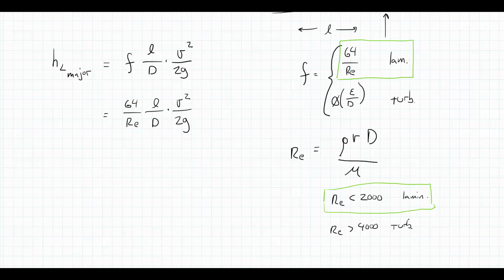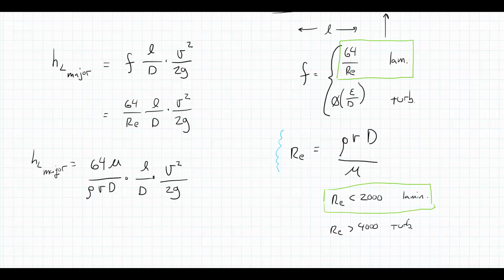So we can do another substitution here back into this Darcy equation for major head loss. So it's 64 over Reynolds number, as Reynolds number is defined over here, so that's rho V D over mu. So 64 over Reynolds number, I can rewrite that as 64 mu over rho V times D, times the L over D times that V squared over 2g.